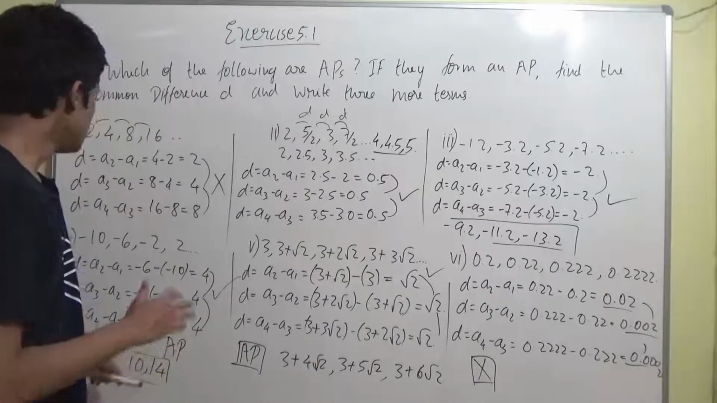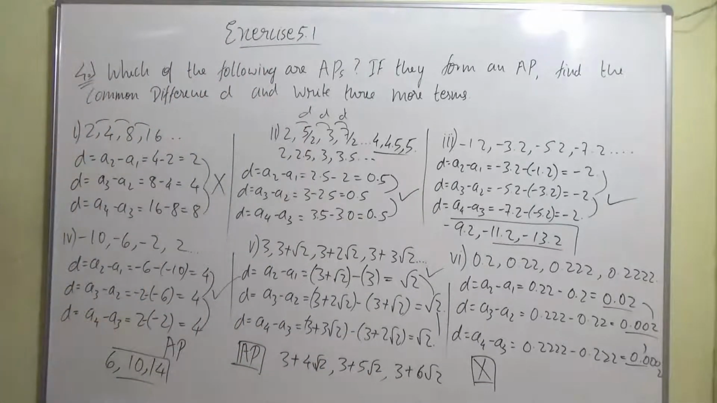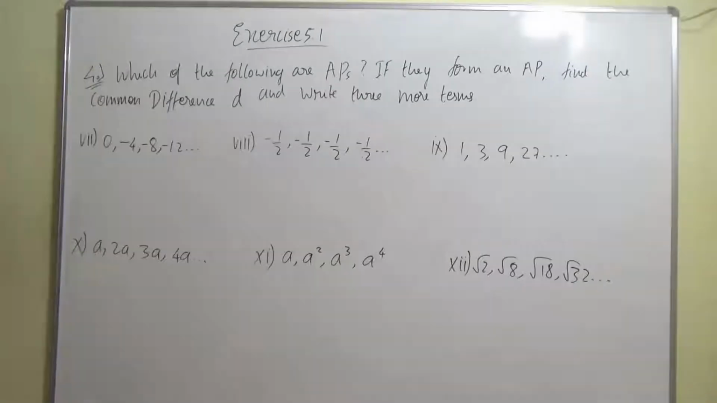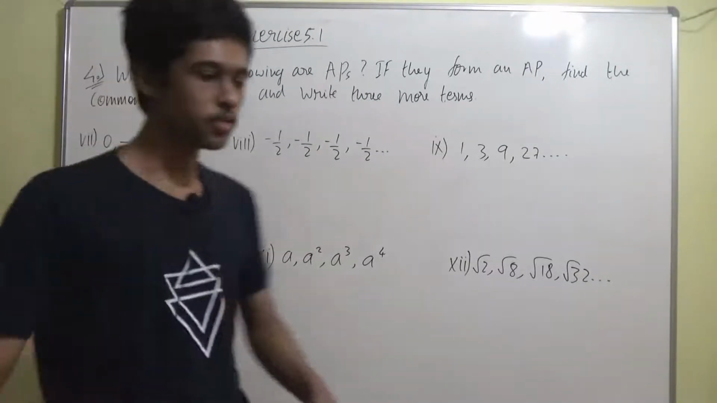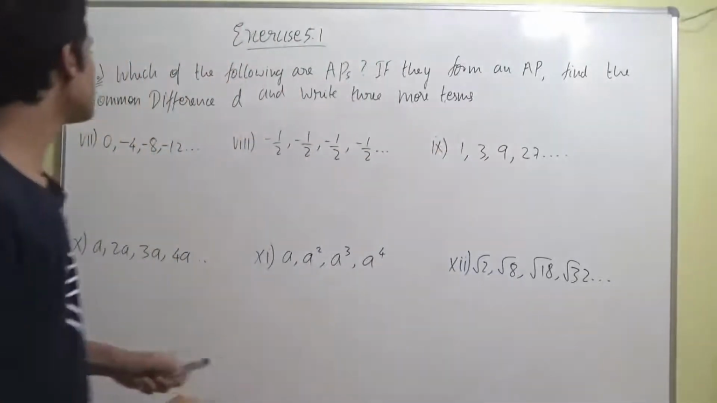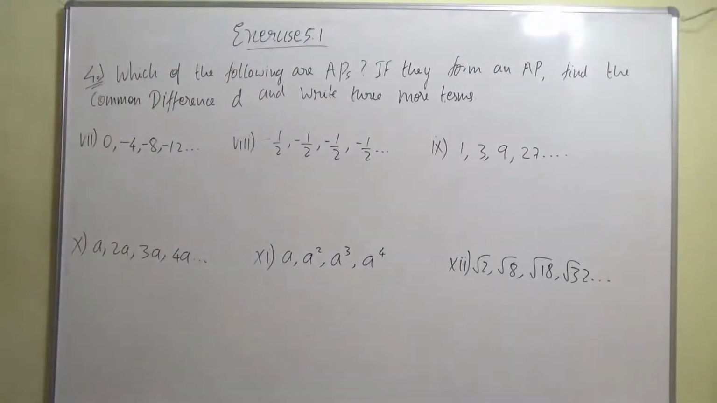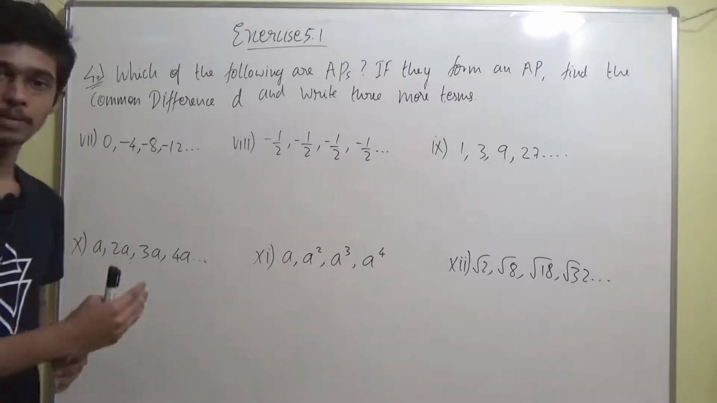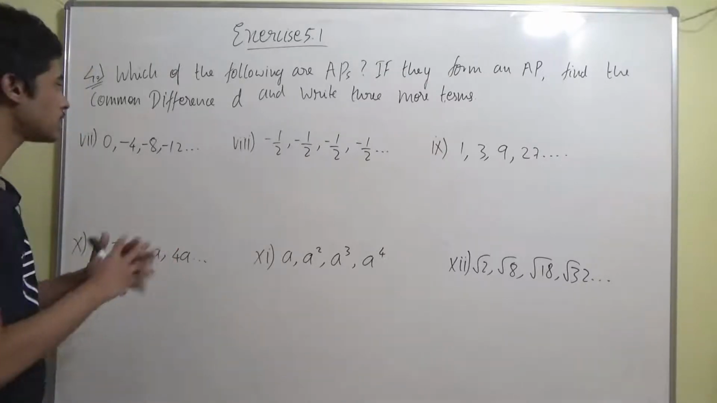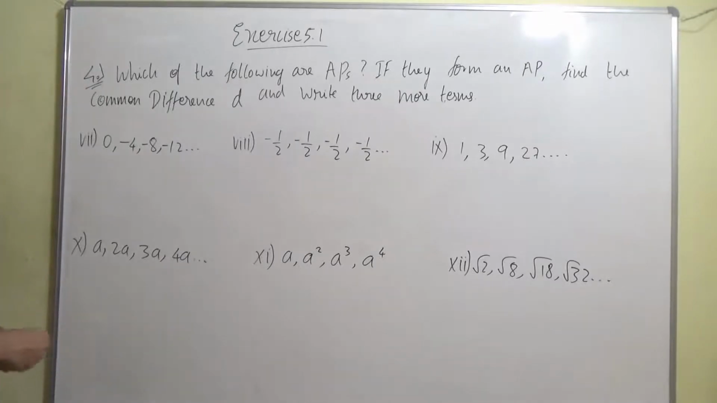After this, let's go to the next set of questions under the same question. Okay guys, now let's go to the next set of questions. Right, next set of questions, we have taken 6 questions, right? It's the same thing guys. We have to analyze the series, check whether it's an AP. If it's an AP, we have to write the next 3 terms in the series. As simple as that, right?